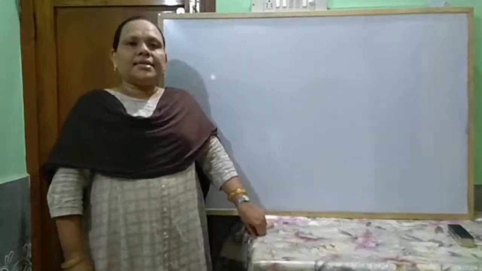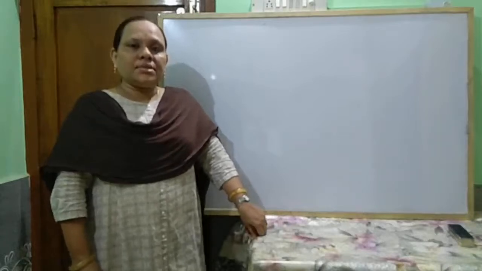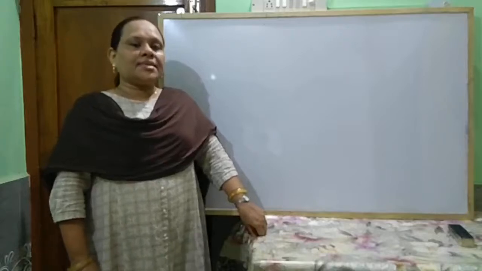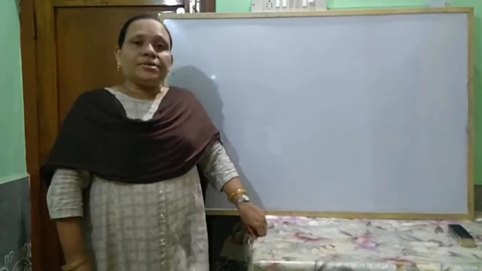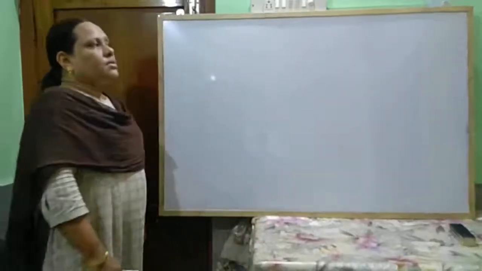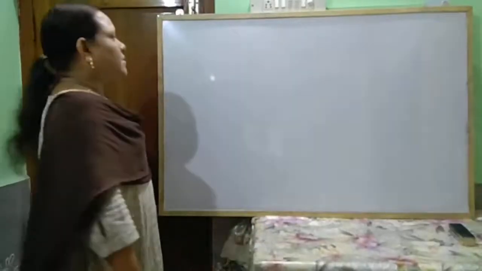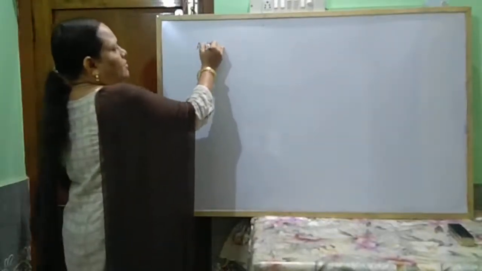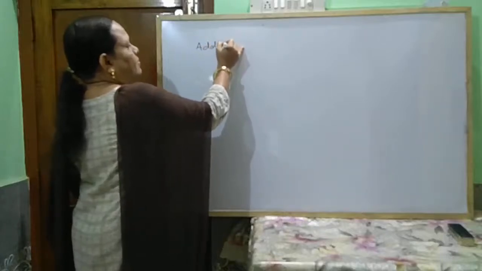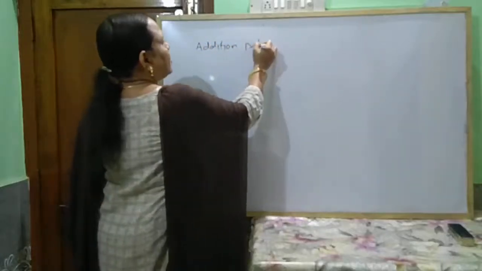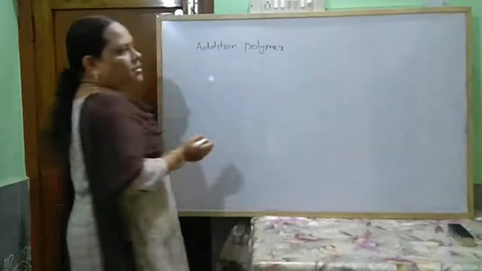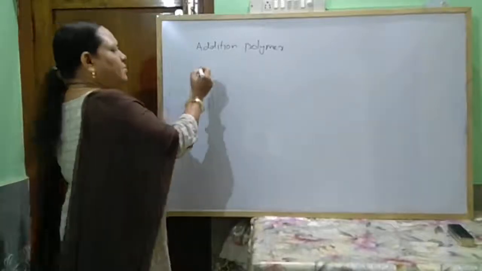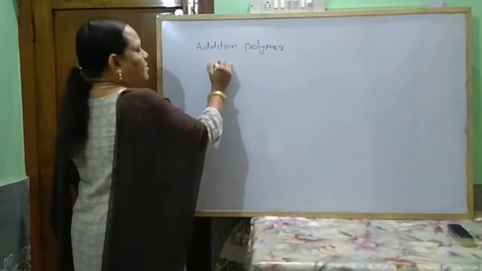Hello students, last class we studied what polymers are and how polymers are classified. Now let us study some examples of polymers today. First, let us consider some addition polymers. An addition polymer is simply formed by an addition reaction. The first example is polythene.